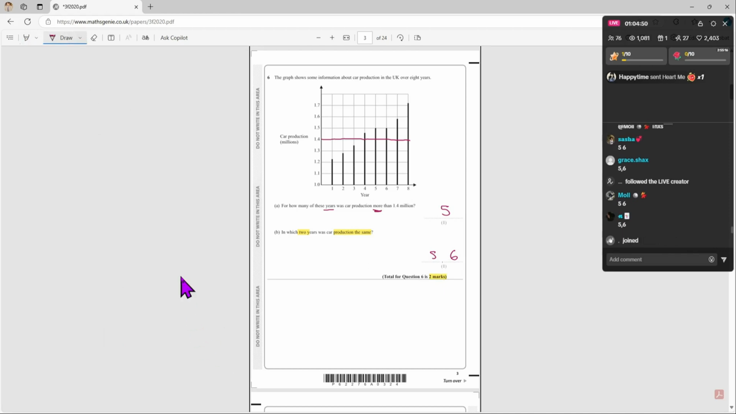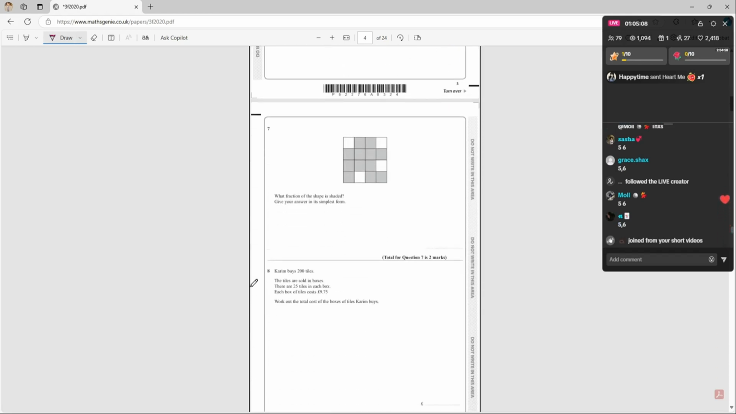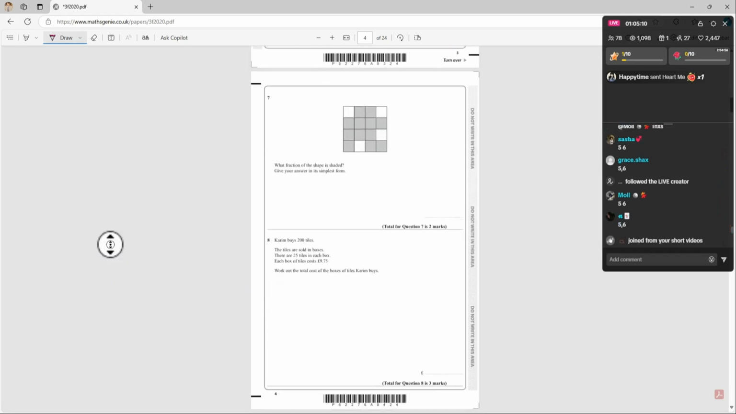So let's move on to our next question, guys. You guys should already know that at the start the paper is going to be a bit easy. Then as you progress through the paper, it's going to get a bit harder and more difficult, okay? So, we're on question number 7.